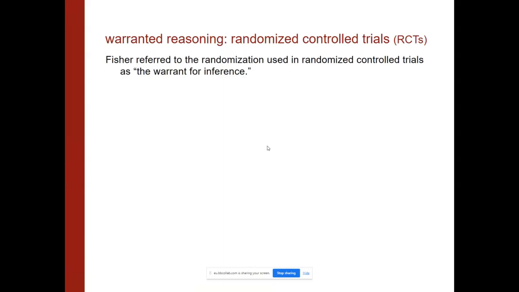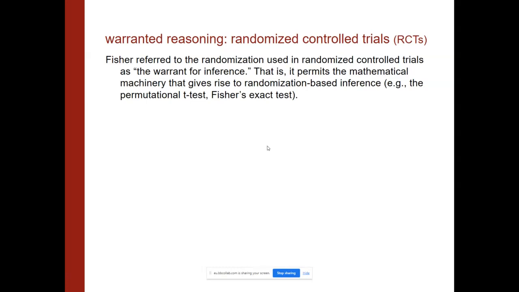We use the term warranted because Fisher was the first one to do that. Fisher referred to randomization using RCTs as the warrant for inference. What he was basically saying is that when you randomize, it gives you permission to run all of the randomization inference after that. So the permutational t-test, Fisher's test, n-test, u-test, that kind of stuff is now permitted by the use of a randomization.